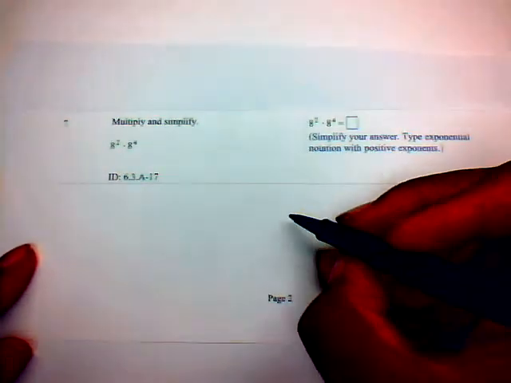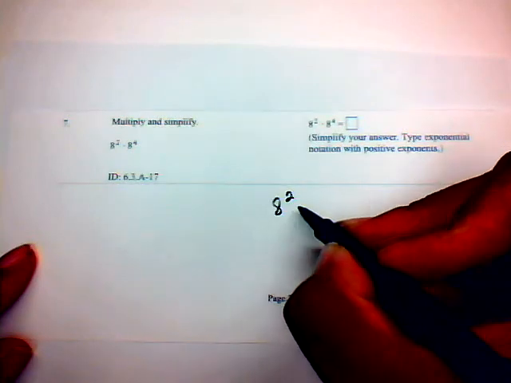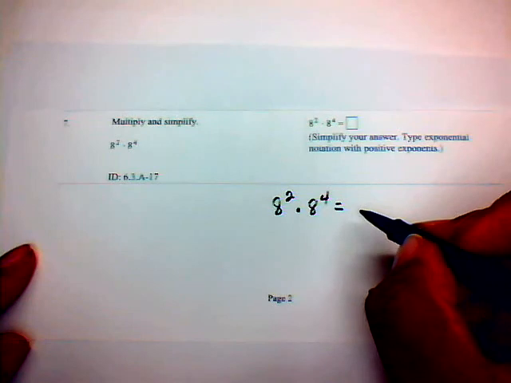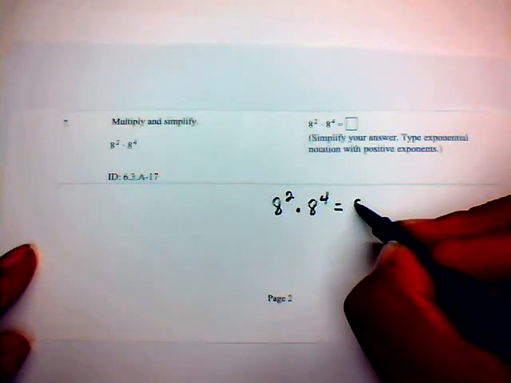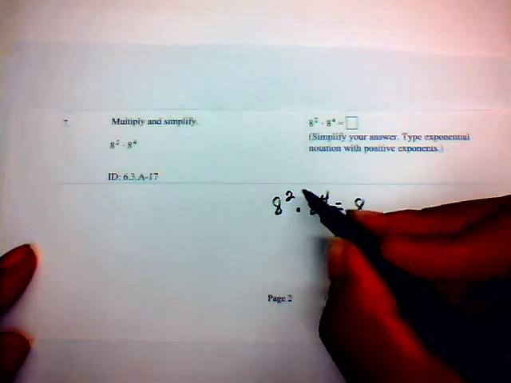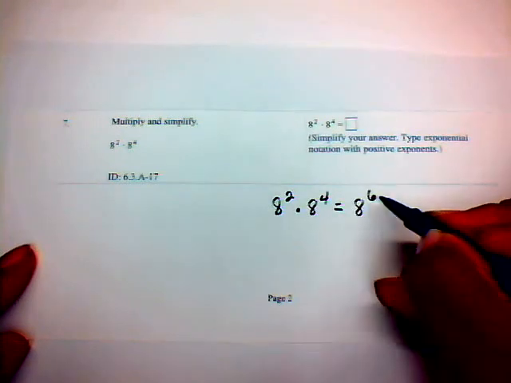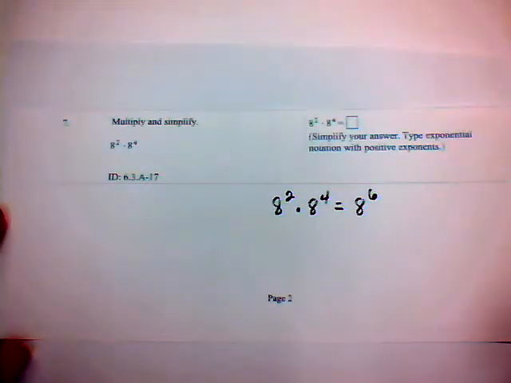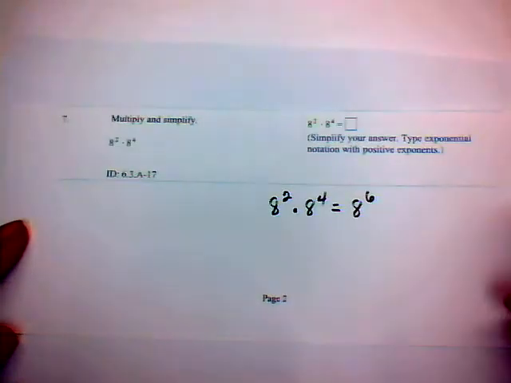Problem number 7. Multiply and simplify. We've got 8 to the second times 8 to the fourth. Here we're multiplying powers of the same base, so we just simply bring over the base, which is 8, and then add the exponents. 2 plus 4, which is 6. So 8 squared times 8 to the fourth would be 8 to the sixth.